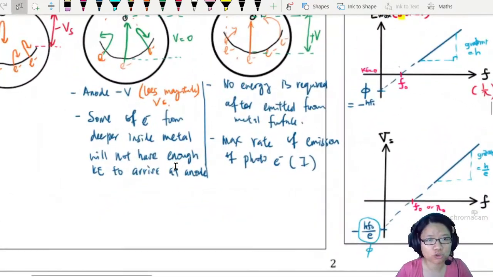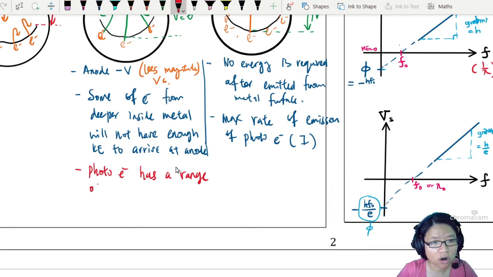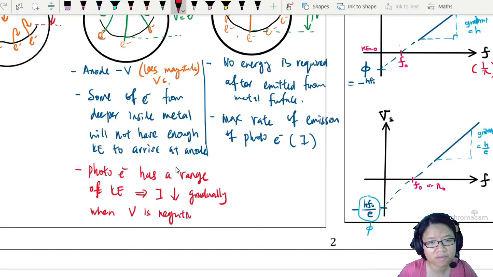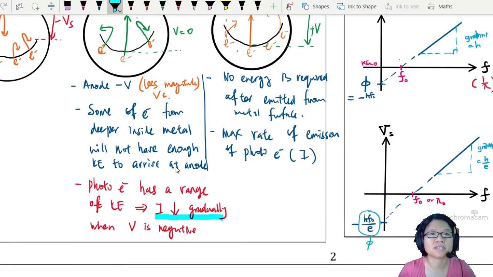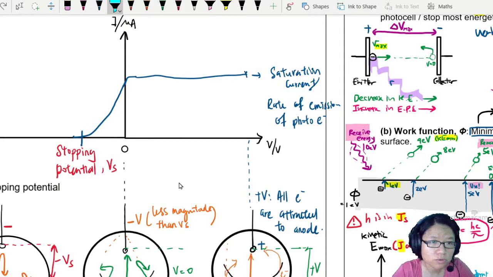And this also shows, hence, that the photoelectron has a range of Ke, of kinetic energy, because the ammeter reading I decreases gradually when V is negative. Okay, so this I decreases gradually when V is negative is this part of your graph here. This part. This part.